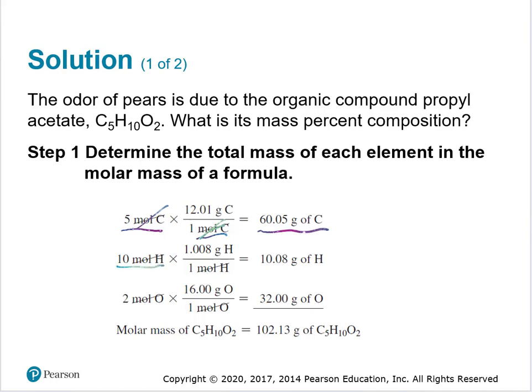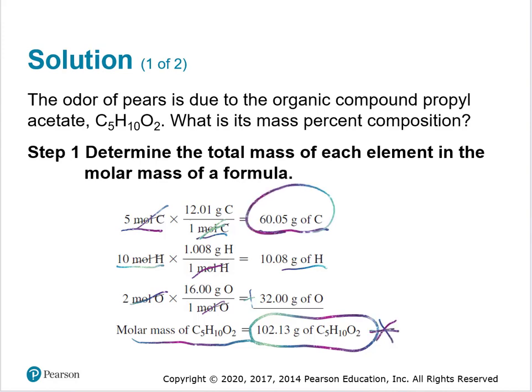We had 10 moles of H, so we got rid of moles of H and went to grams of H. And we had 2 moles of oxygen. We went to grams of oxygen. Then we added it all up to get the whole molar mass is 102.13 grams. Now that is what we will be dividing by. That's our whole. We're going to do now each of these parts and divide it by the whole.